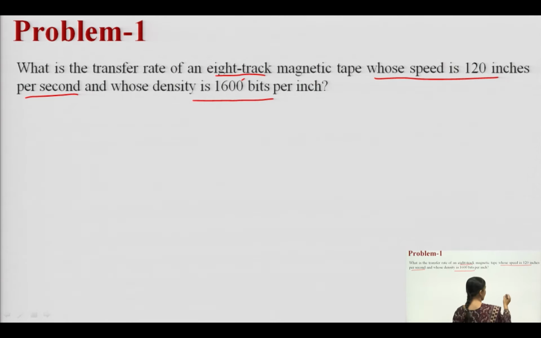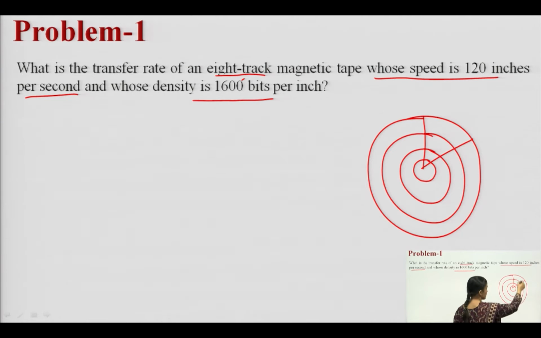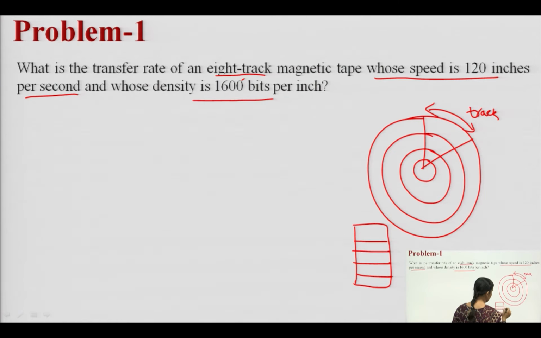As we know, the data is stored like this: these are our different sectors that are divided into different tracks, and in one track the data is stored in a linear manner. This is our first location, this is our second, third, fourth and so on. Actually the data is like this.